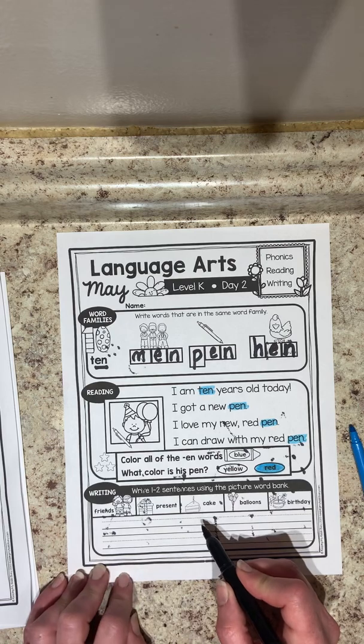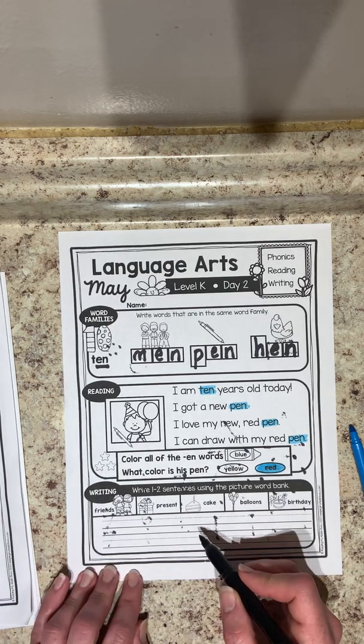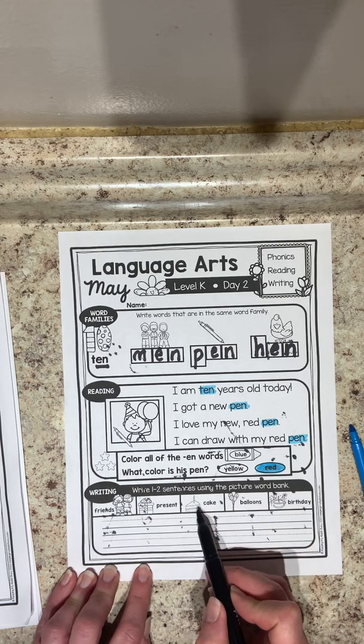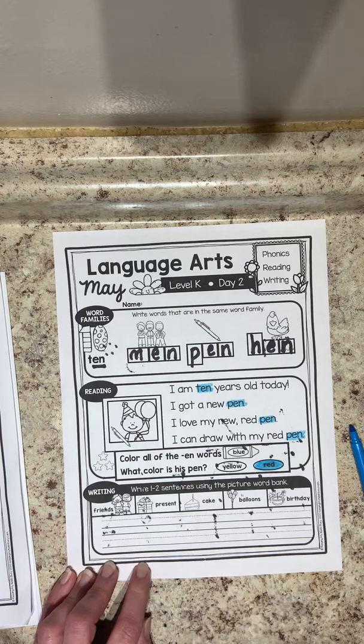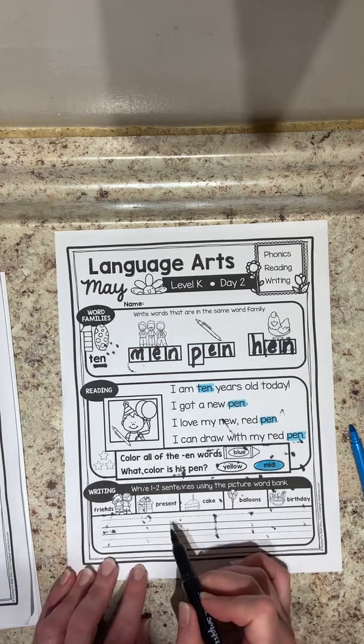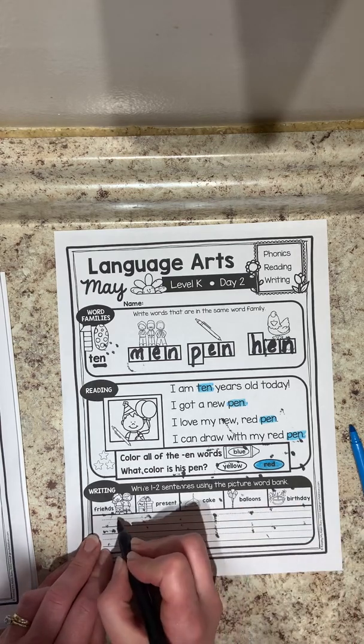Wow, that sounds like a birthday party because we have friends, present, cake, balloons, birthday. What sentence could we come up with? I could use some sight words that I know, like I like, because I definitely like cake, I like presents, and I like having a birthday. How about I like cake on my birthday? Let's try that one.